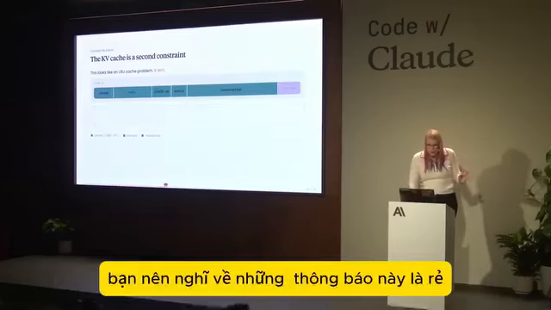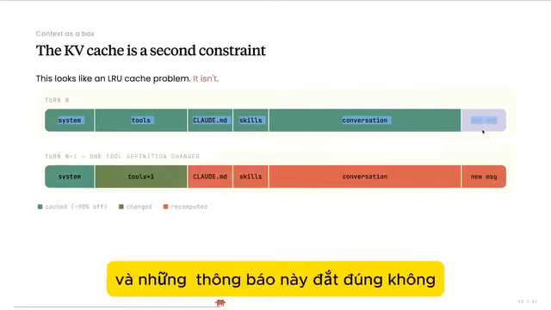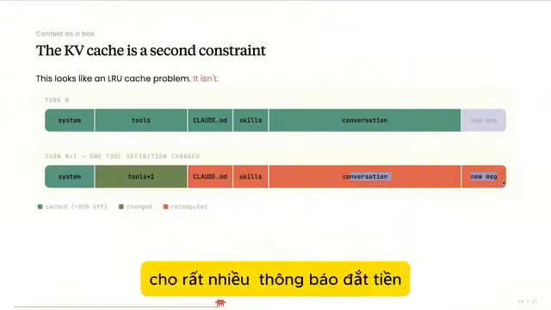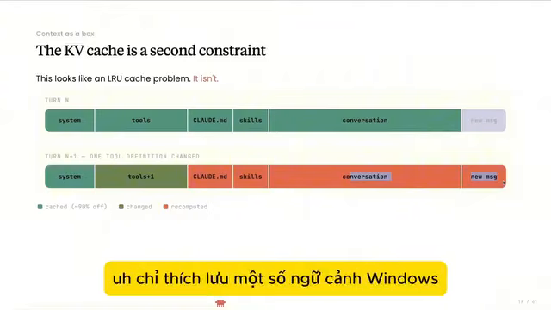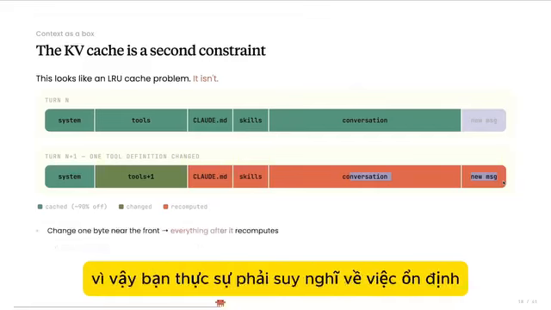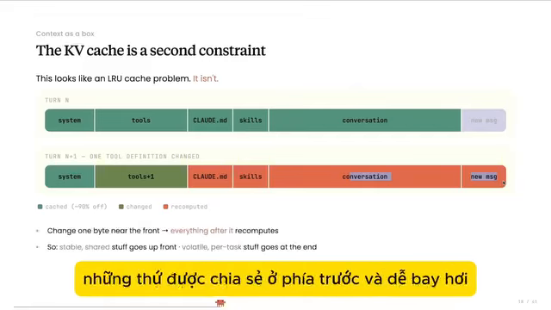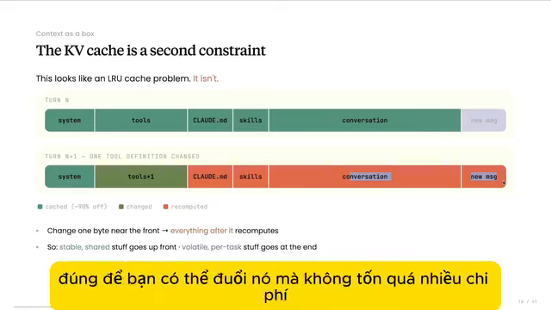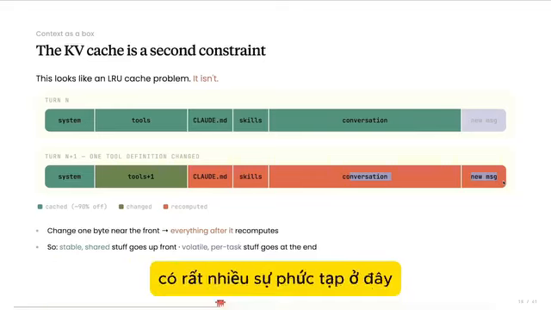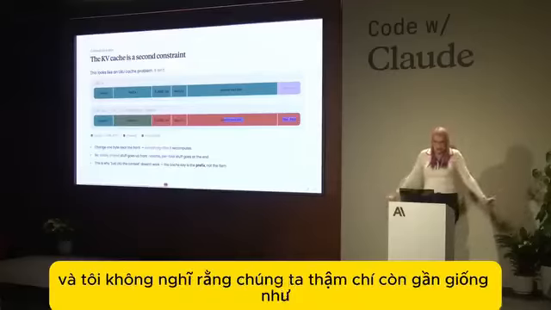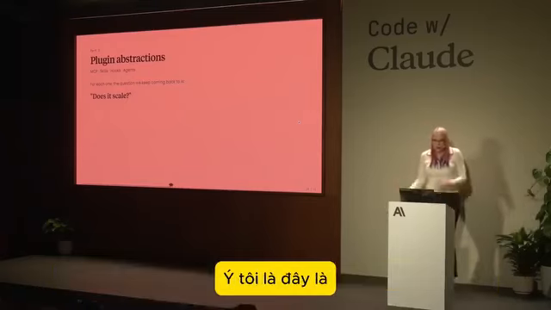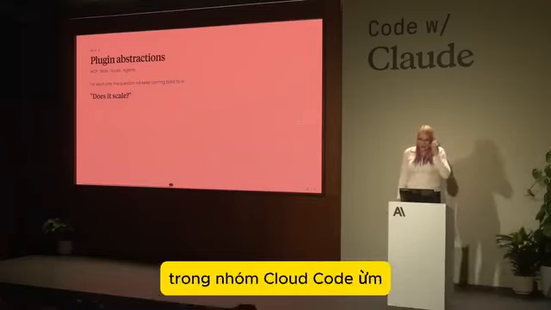You should think of these tokens as cheap and these tokens as expensive, right? And you're going to pay a whole lot for a lot of expensive tokens just to save some context windows. So you really have to think about putting stable shared stuff at the very front and volatile per-task information closer to the end, so that you can evict it without too much cost. There's a lot of complexity here, and I don't think we're even close to solving this problem. But we spend a lot of time thinking about it. I mean, these are the kinds of things we think about day to day on the Claude Code team.